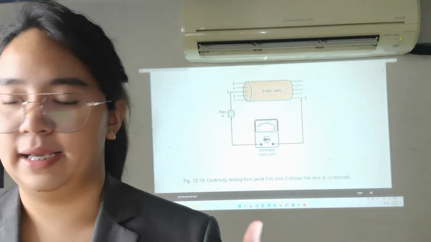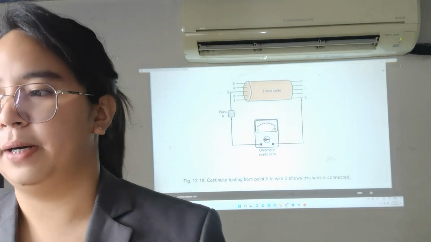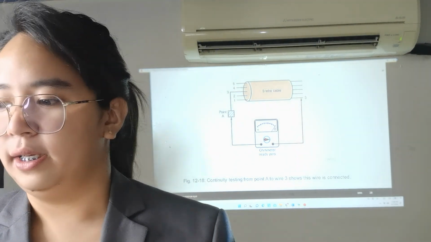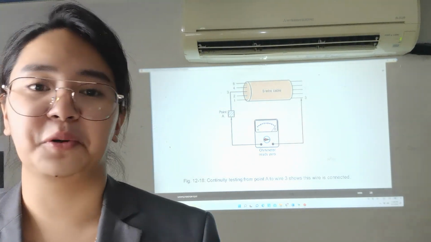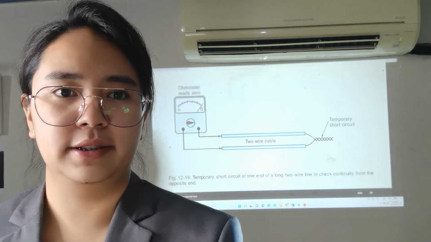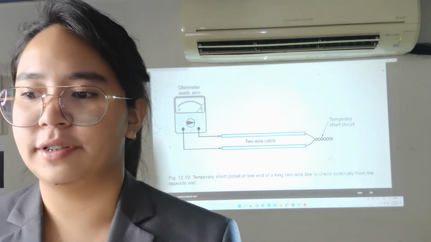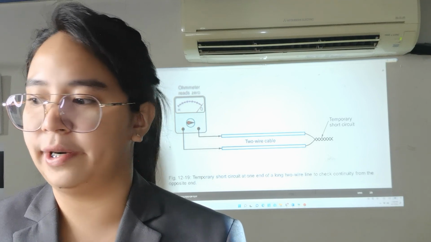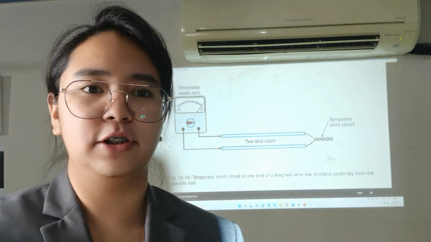That is the example. The 5-wire cable and the ohm meter reads 0. Another example: the ohm meter reads 0 also. A 2-wire cable with a temporary short circuit in the picture.